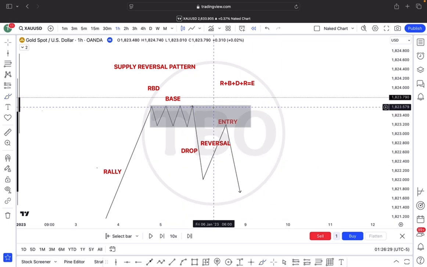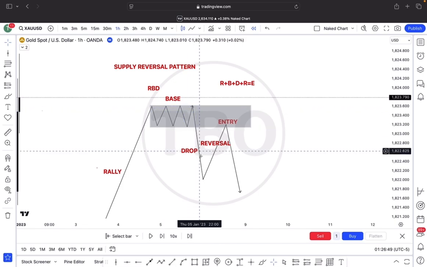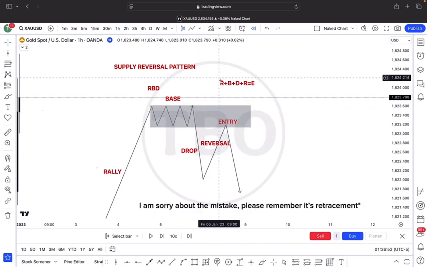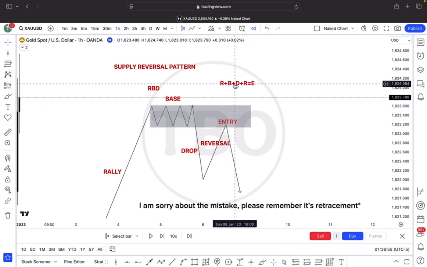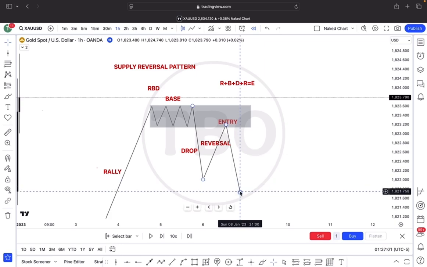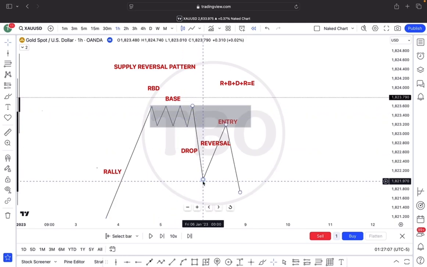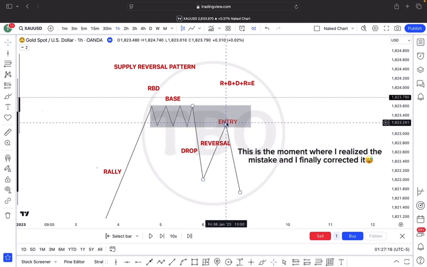Now, with that being said, we are going to go into some chart examples. So please remember this pattern. Take a screenshot or something, please remember it. Rally, base, drop, reversal, entry. So rally plus base plus drop plus reversal equals an entry. It's simple. We have the rally, we get the base, which is the consolidation, then we get the drop, which is considered as a breakout. Then we wait on a retracement and then entry.